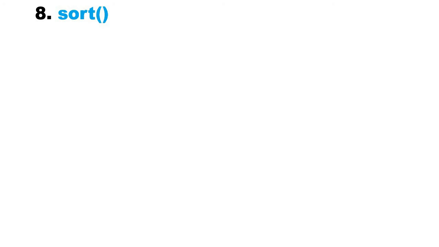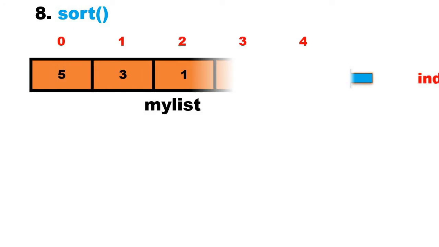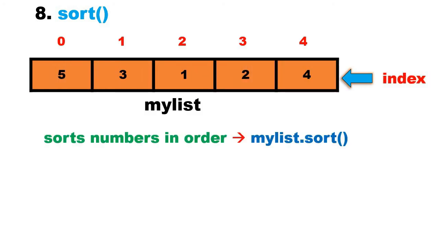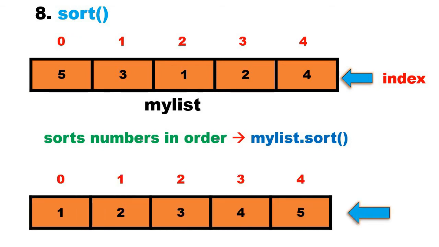But here, Python provides an inbuilt function to sort the elements, to sort strings or numbers. So let's see, I've taken the same example, which has my list. You can simply give mylist1.sort, or your list name.sort, to sort the numbers. After sorting the numbers, the list will look like this.